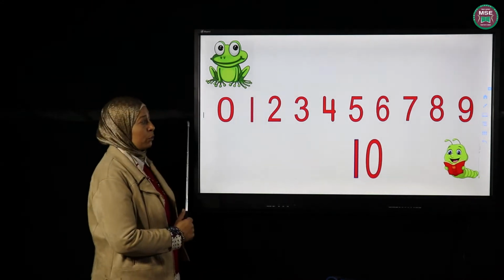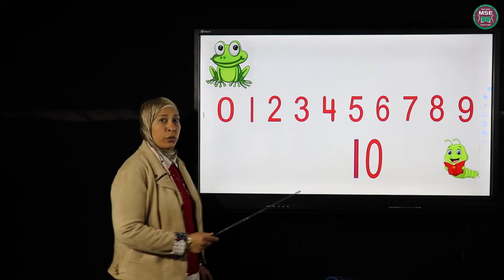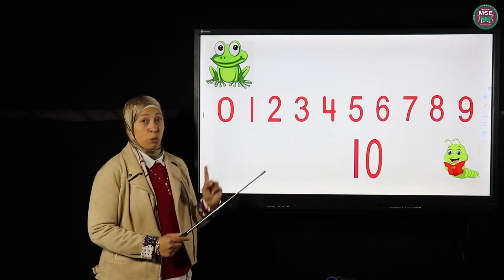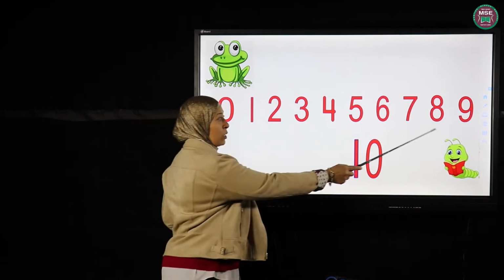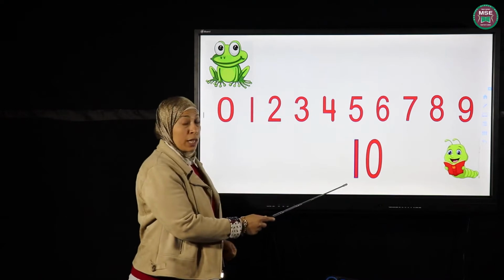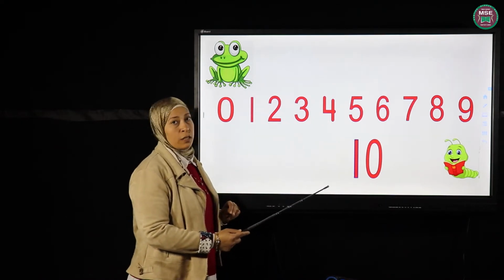Okay, I want you all to look here. Did you notice that all the numbers from 0 to 9, we write only one digit, right? 0, 1, 2, 3, 4, 5, 6, 7, 8, 9. But when we came to 10, how did I write 10? I wrote it 1 and 0.